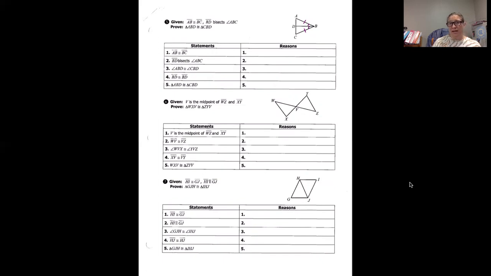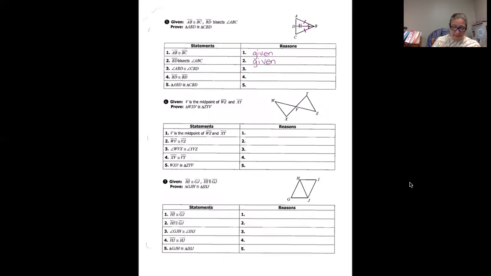And you should already be thinking they share a side. So if they share a side, that's going to be congruent to itself. Looks the same, reflexive property. Okay, AB congruent to BC is given. BD bisects angle ABC, given.